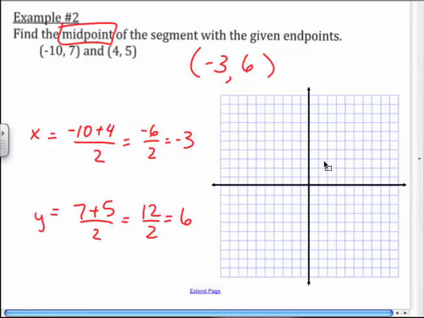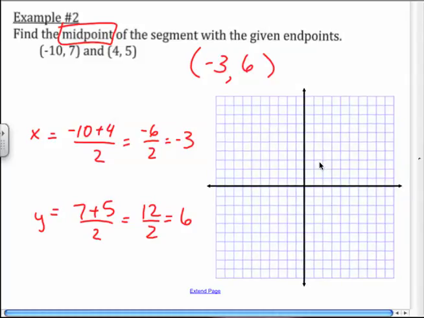All right? See what it looks like. It said negative 10, positive 7. So that's going to put me back here, 1, 2, 3, 4, 5, 6, 7. Okay, that's going to put me right here. Okay? This is negative 10, 7. Okay, and then 4, 5 is going to put me 1, 2, 3, 4, 1, 2, 3, 4, 5. That's going to put me right here. All right, so this is 4, 5.